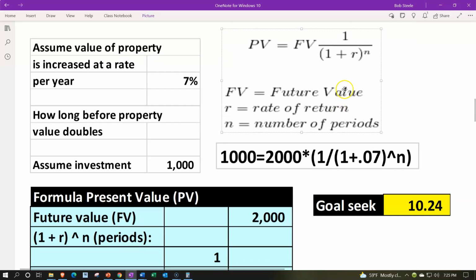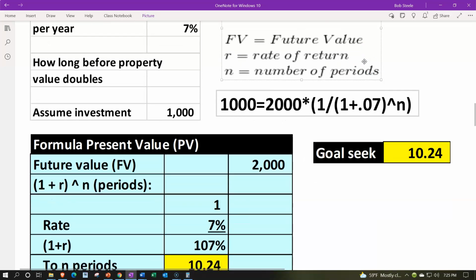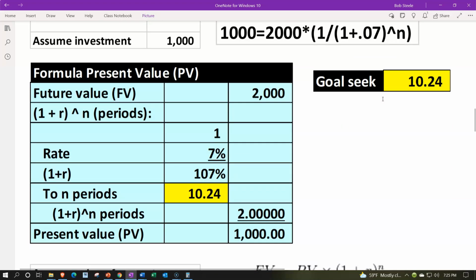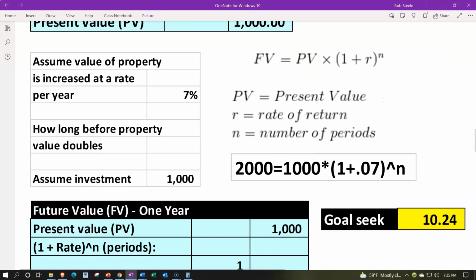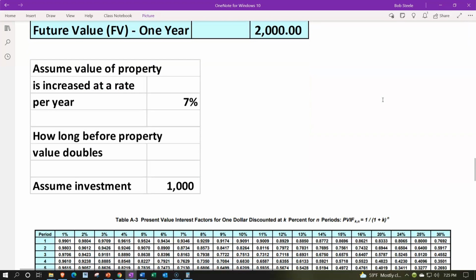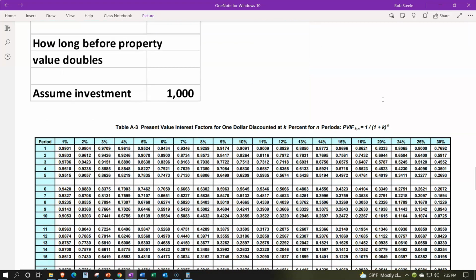But the formula helps you to rework things algebraically and see how you could rework them algebraically. It's also a nice insight into the use of goal seek and how goal seek functions within an algebraic formula. And it shows you the relationship between the present value and future value calculations. Now we want to do the same thing with the tables.